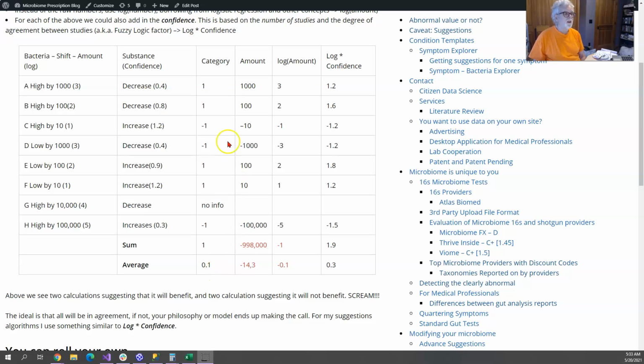So that's method 1, pure category. You just see, does it help increase or decrease this bacteria? This is often the type of logic people will use when they first get into the microbiome. Oh, it improves this, or it decreases that, and they do a simple logic plus minus when you get a whole stack of different things impacted, a whole stack of things you want to change.